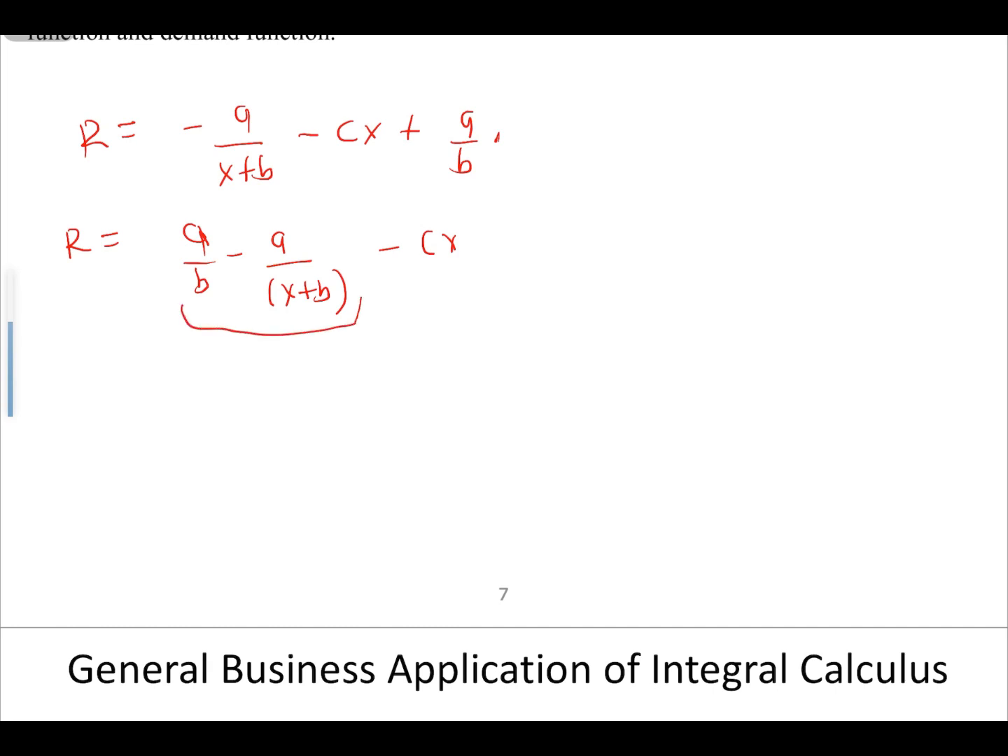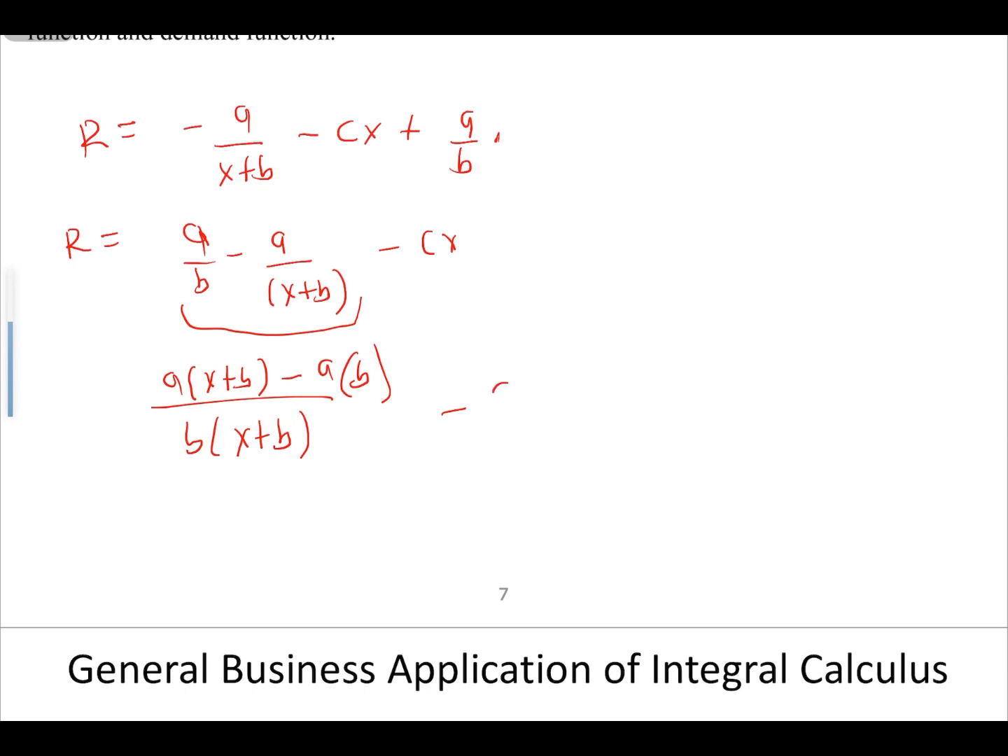We want these ones to have a common denominator, so we can say our times b multiplied by x plus b, and therefore in doing this we are going to get a multiplied by x plus b, minus a then multiply by b. You get it from here.